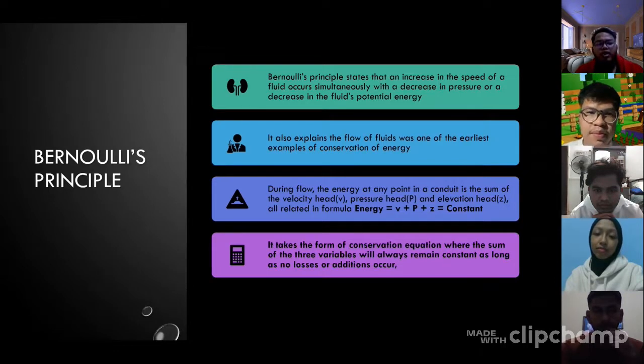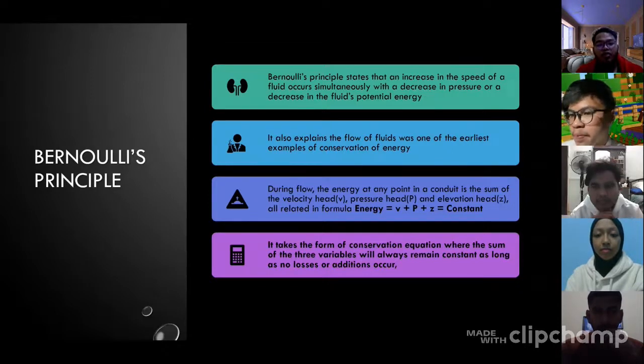During flow, the energy at any point in a conduit is the sum of the velocity head, denoted as V, pressure head, P, and elevation head, Z. All related in the formula, where energy is equal to velocity head plus pressure head plus elevation head, which is equal to a constant. It takes the form of a conservation equation where the sum of the three variables will always remain constant as long as no losses or additions occur.